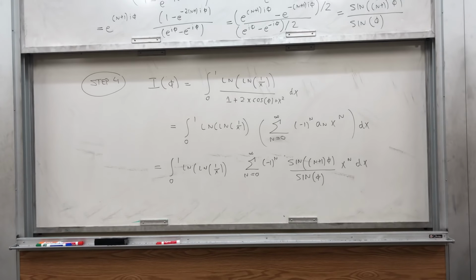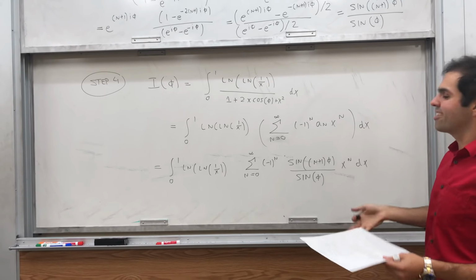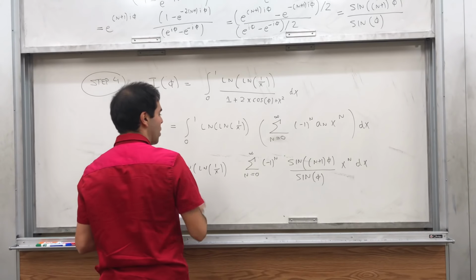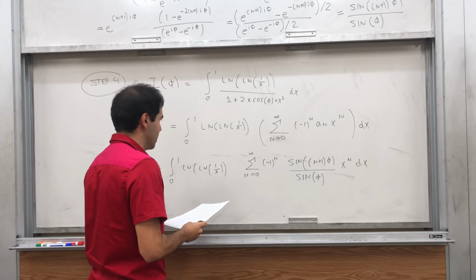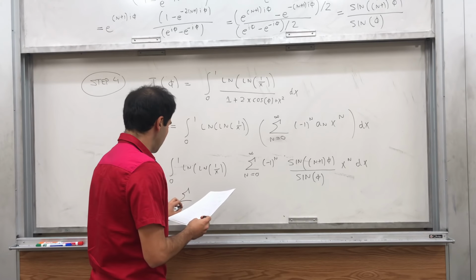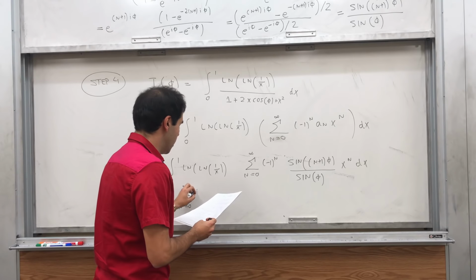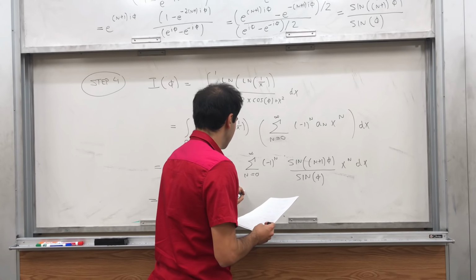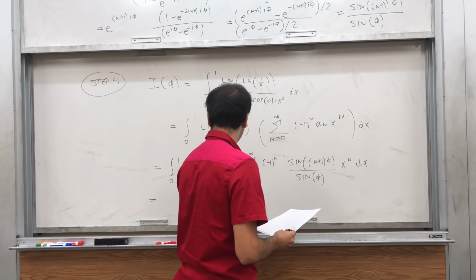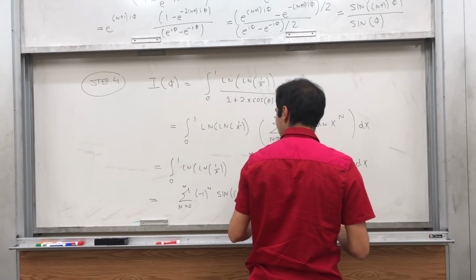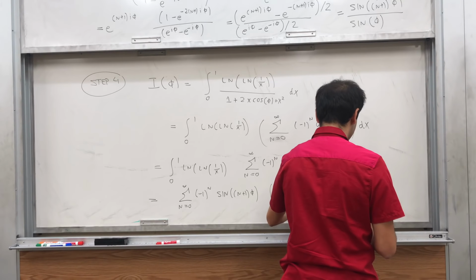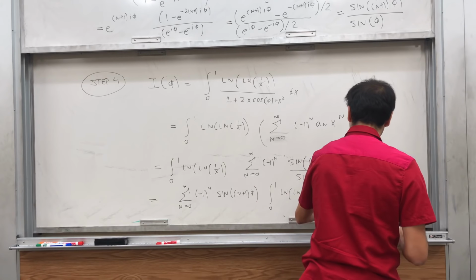So our integral, we can write this in this way, and then if you want, it's not always justified, but assume in this case it works. If you interchange the sum with the integral, then what you get is the sum from n from 0 to infinity of (-1)^n sine of (n+1)φ times the integral from 0 to 1 of ln of 1 over x times x^n dx.